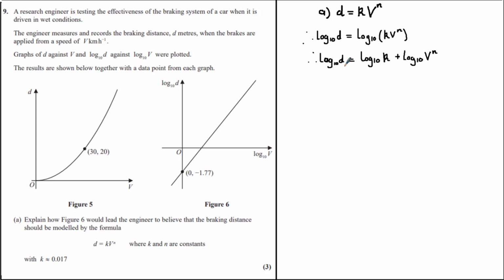So we get log base 10 of d is equal to log base 10 of k plus log base 10 of v raised to the power of n. And using the power law, we can bring the power of n down, giving us the following. Log base 10 of d is equal to log base 10 of k plus n log base 10 of v. So by using logs, we've managed to convert this non-linear equation into a linear one.